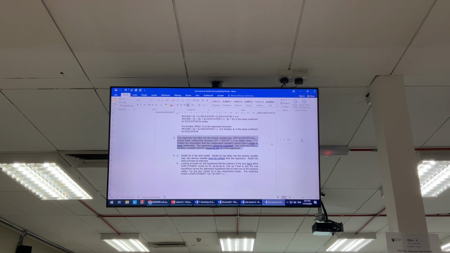One of these should be excluded, left out of the regression, or if you want to retain both in the model, then you have to take out the normal intercept, beta 0. You have to exclude beta 0.